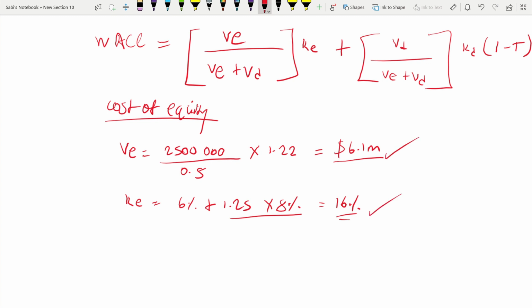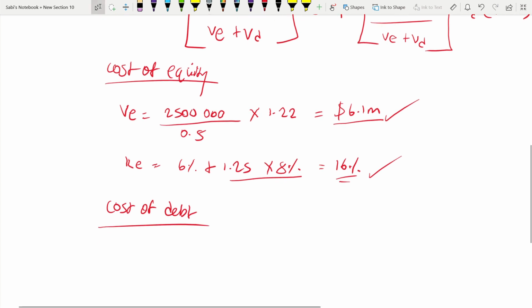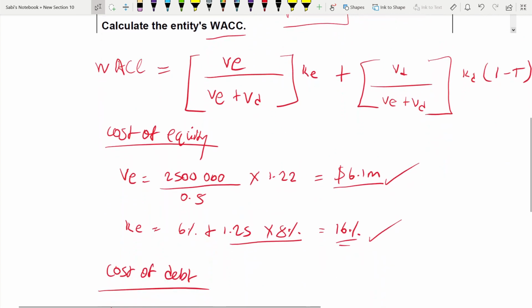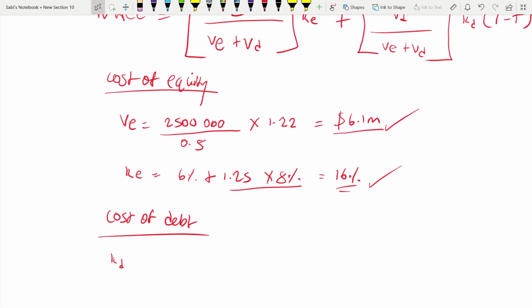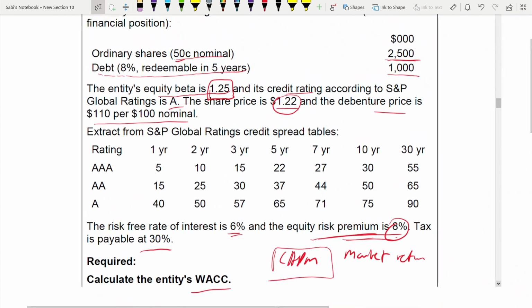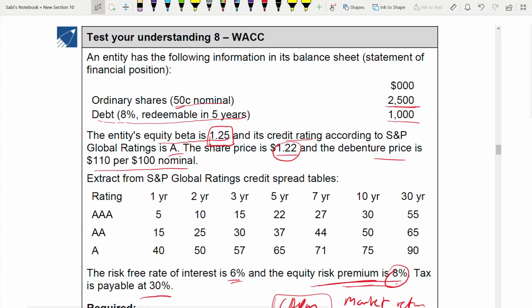Now you need to go to cost of debt. For cost of debt, you need two things, market value of debt and cost of debt. Cost of debt you can easily find out. How? Your risk-free rate plus your credit spread, and just adjust it for tax. What is your risk-free rate? It is 6%, simply. The same risk-free rate you have used for CAPM, you can use here also. Plus credit spread. What credit spread?